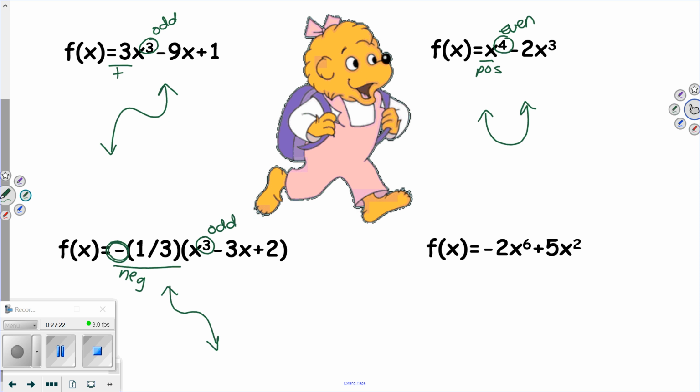And then this one, the highest exponent is even. So it's either smiley or frown, and it is a frown. It's going to look like that. All right, so without even graphing them, I can tell you that's what the ends look like. Do I know what the curves look like in between there? Not really, but I at least know what the ends look like.